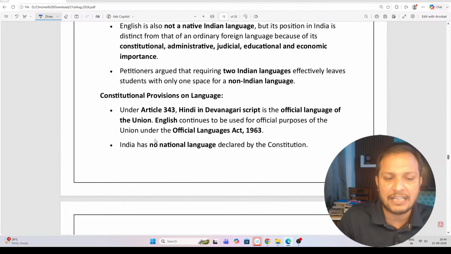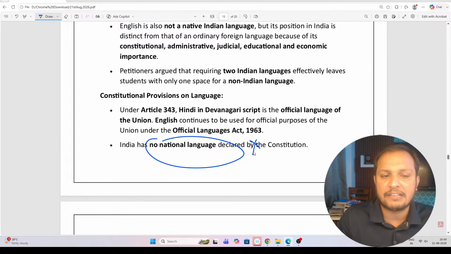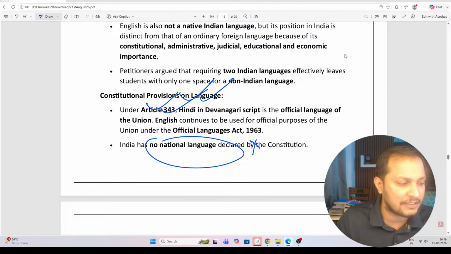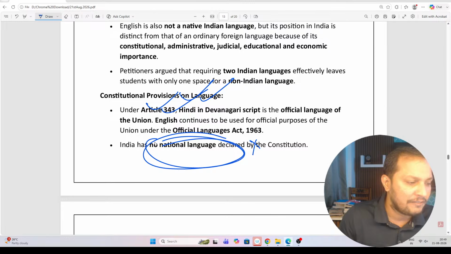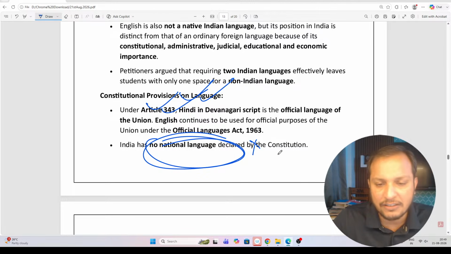India has no national language. We have an official language. Hindi is the official language. We don't have a national language.